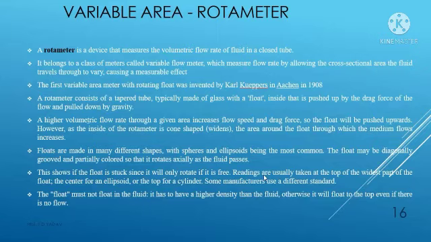Floats are made in different shapes, with spheres and ellipsoids being the most common. Float may be diagonally grooved, partially colored, so that it can rotate axially as fluid passes. Float must not float in the fluid. It has to have higher density than the fluid, otherwise it will not settle to the bottom even if there is no flow.